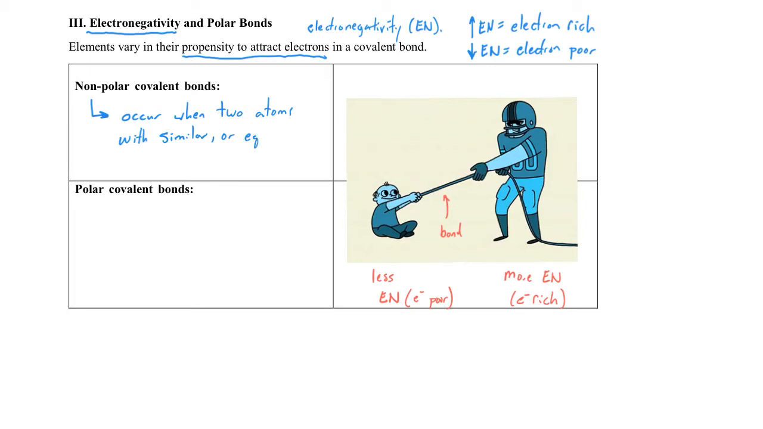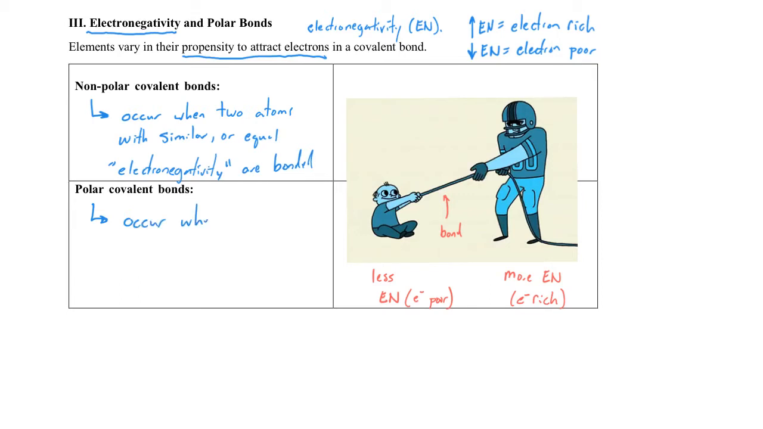So what we're going to talk about are these bonds, the nonpolar covalent bonds and polar covalent bonds. Nonpolar covalent bonds occur when 2 atoms with similar or equal electronegativities are bonded together. So that would be like if we had the 2 football players here. They had similar electronegativities, or 2 children, for example. Now, that's called a nonpolar covalent bond.